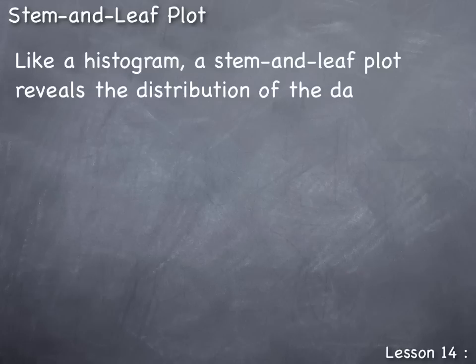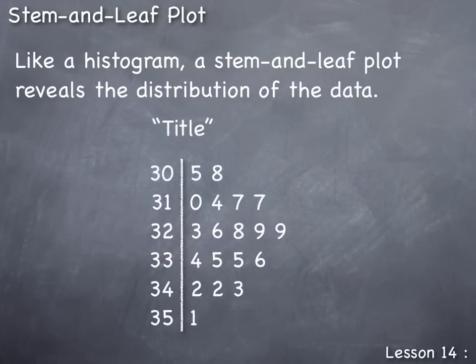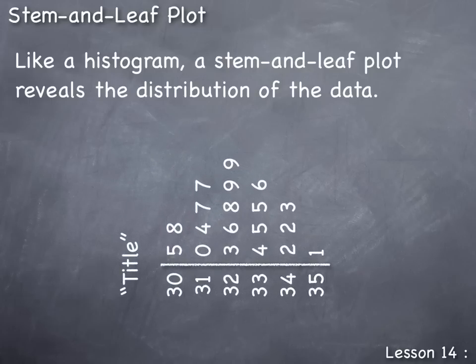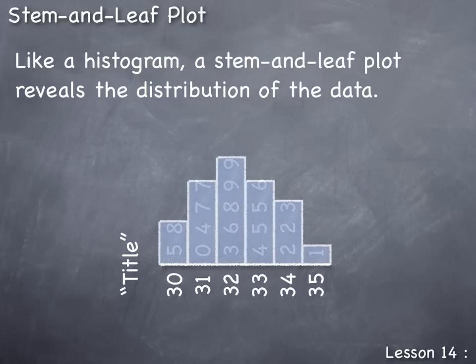Like a histogram, a stem and leaf plot reveals the distribution of the data. But to see the histogram in the stem and leaf plot, you need to look at it from its side. Then imagine that instead of the data values stacked on each other, you had the rectangles that the histogram has. The stem and leaf plot actually displays the same type of information as the histogram does.